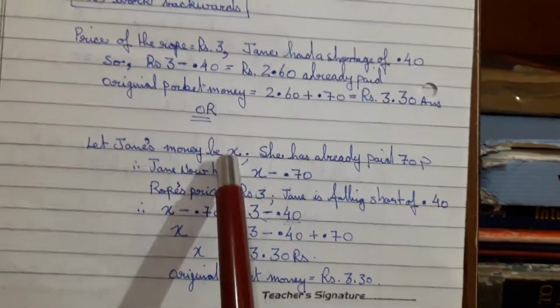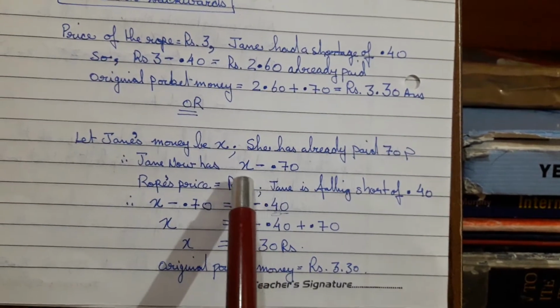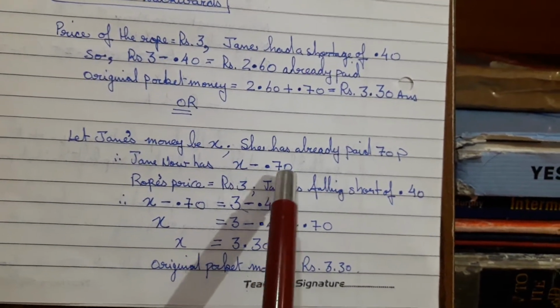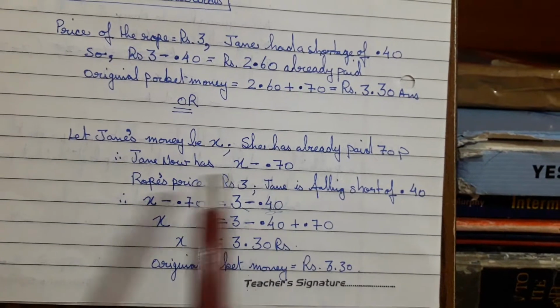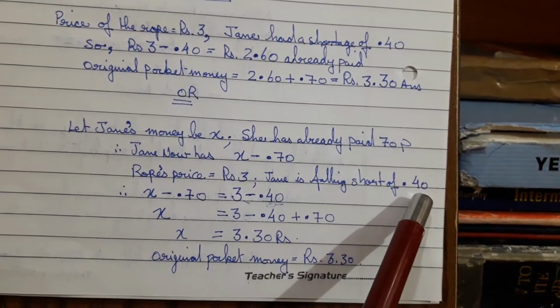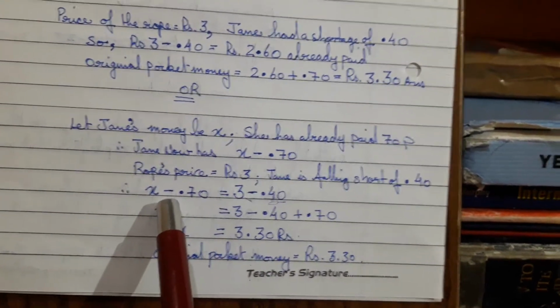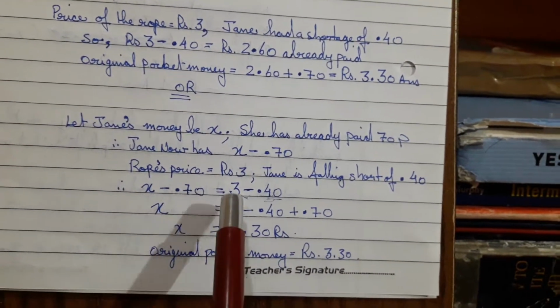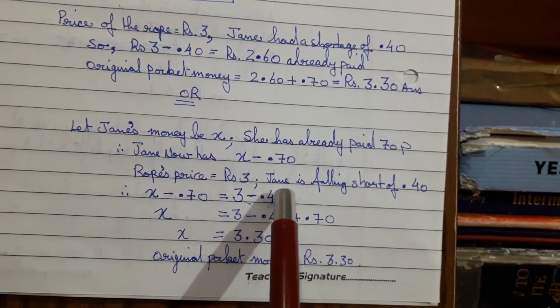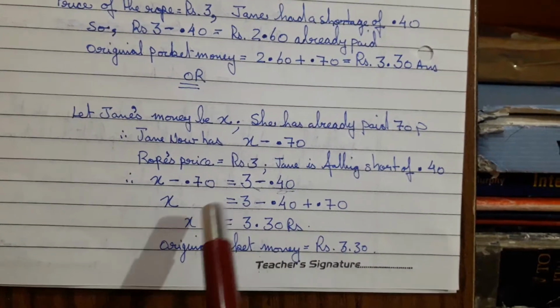Let Jane's money be x. She had already paid 70 paise, so she will have 70 paise less than what she had, so x minus 0.70. Rope's price is rupees 3. Jane is falling short of 0.40. So x minus 0.70, which she has now, is equal to 3 minus 0.40, because this is what she is falling short of, right?